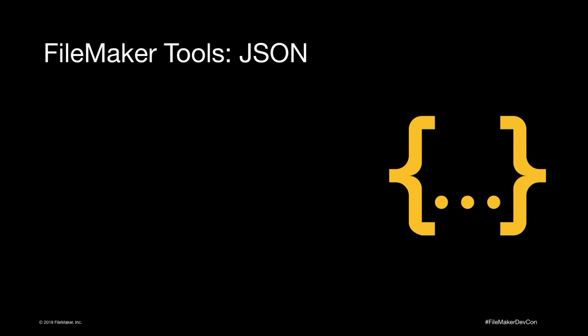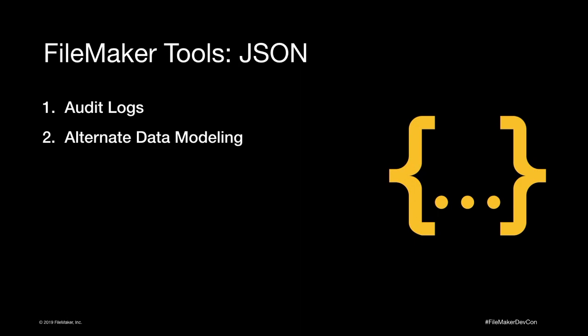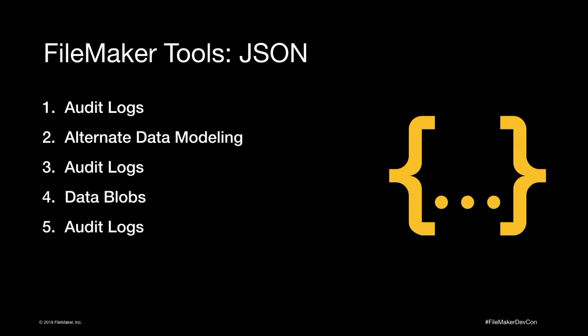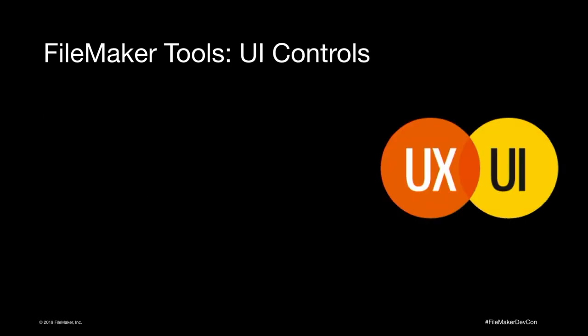There's so many things that we can do with JSON that are nothing short of mind-blowing, in my opinion. But these are my top 5 compliance-related reasons for loving JSON. First of all, of course, is audit logs. Next, alternate data modeling. Number 3, audit logs. Number 4, data blobs. And number 5, audit logs. You might notice a trend here. There's a lot else that we can do with JSON. We've really, truly done some amazing, magical things with it that had nothing to do with compliance, but audit logs, wow, awesome. Okay, let's talk about some UI controls.